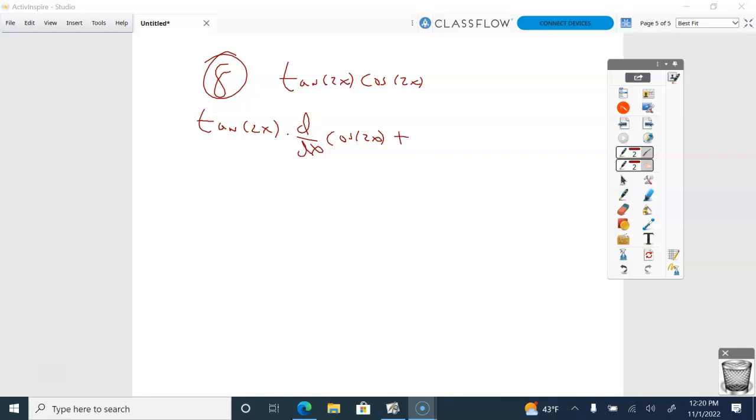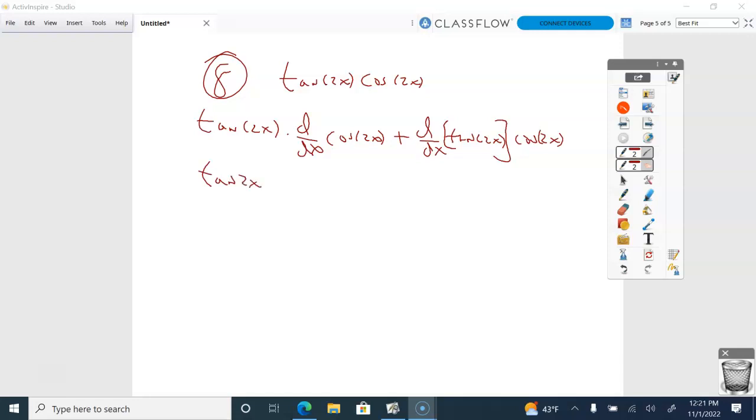Plus the derivative of tan 2x times cosine 2x, unchanged. Great? Yeah. Okay, now I just get a piece at a time. Tan 2x, nothing to do with it. We're already done with it, right?